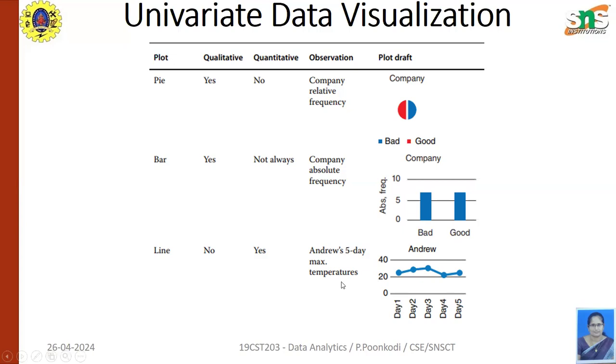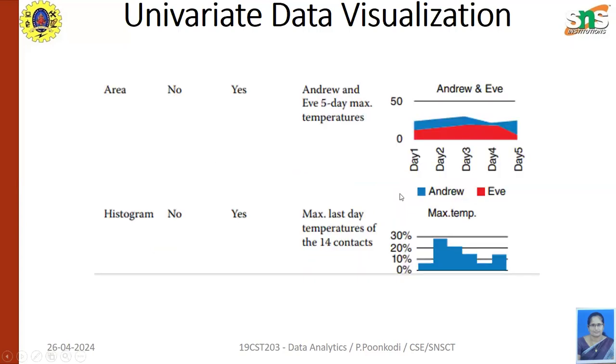The line chart: the maximum temperature of Andrews Place will be represented in a line chart. Basically, it is a quantitative attribute. And the area histogram is also quantitative. The maximum temperature of Andrew over 5 days is displayed over here. And the maximum temperature of 14 contacts is displayed in the histogram.